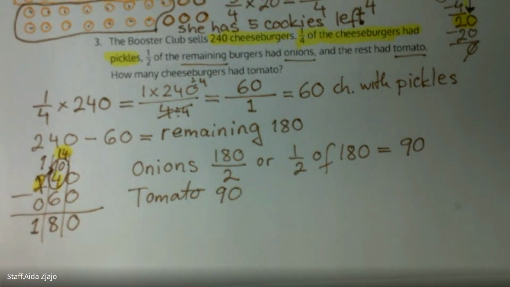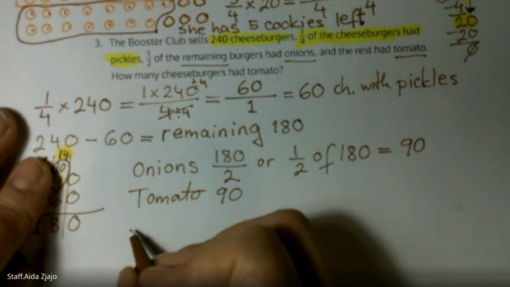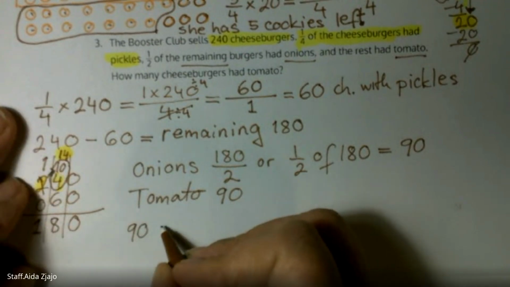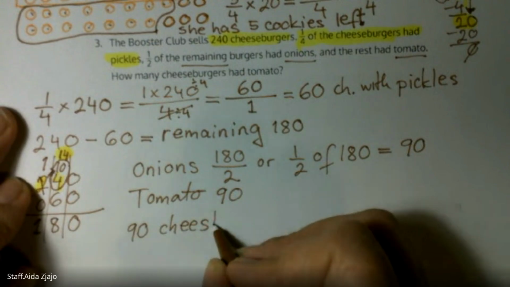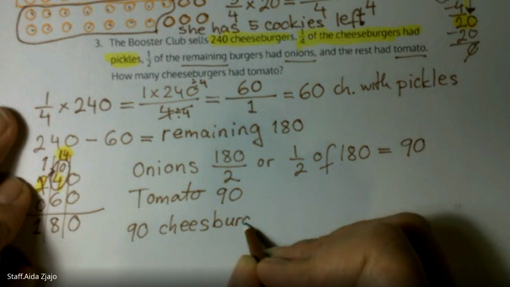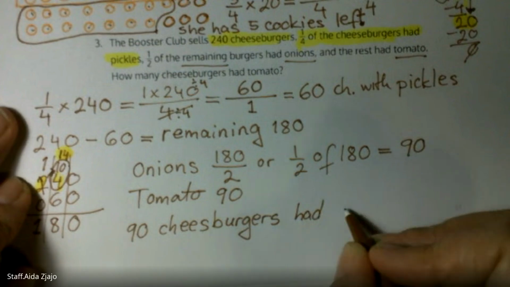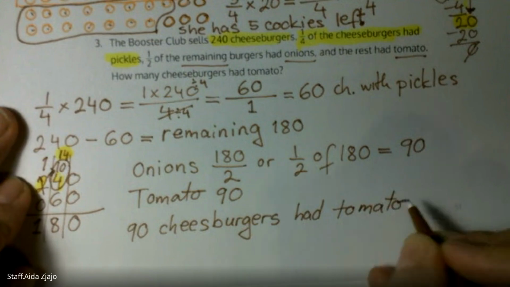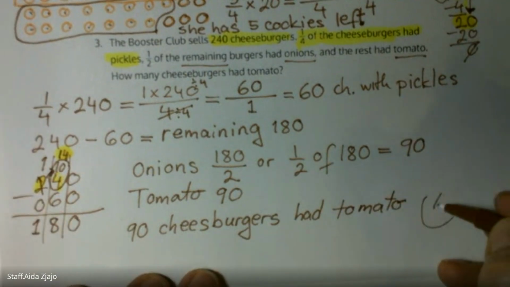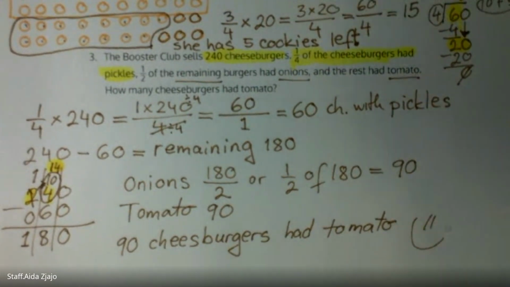Okay, how many cheeseburgers had tomato? 90 cheeseburgers had tomato. And that is our problem 3.